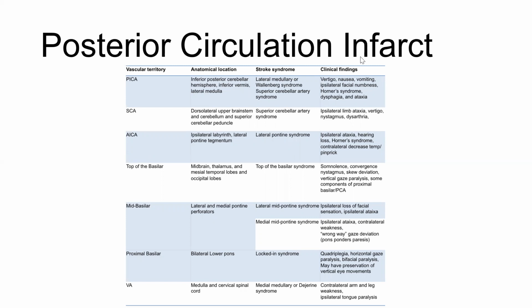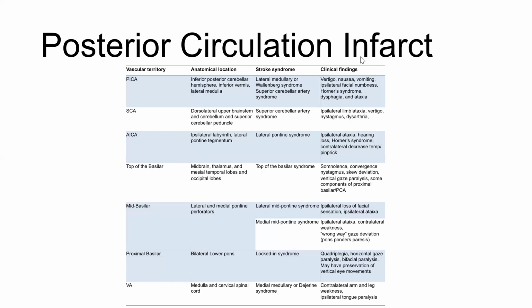In AICA, the anterior inferior cerebellar artery, there is the lateral pontine syndrome with ipsilateral ataxia, hearing loss, Horner syndrome, and contralateral decreased temperature and pinprick sensation. And then come the top of the basilar, the mid basilar, the proximal basilar, and the vertebral artery syndromes. I think that you should also pause this slide or snapshot it and read it yourself as well.